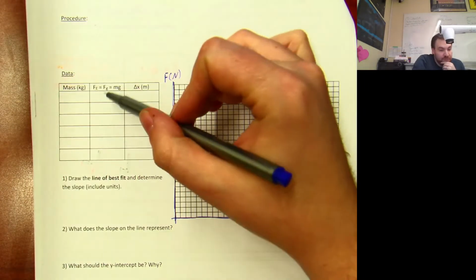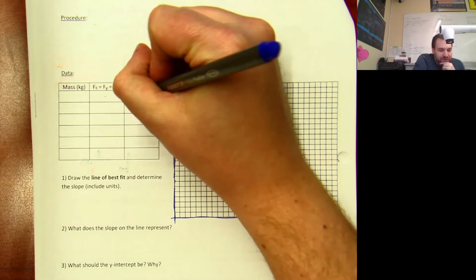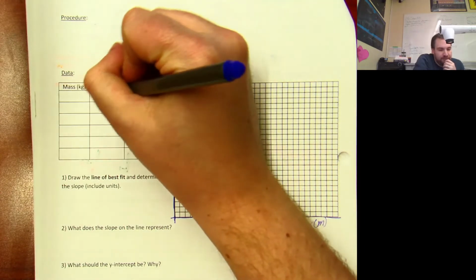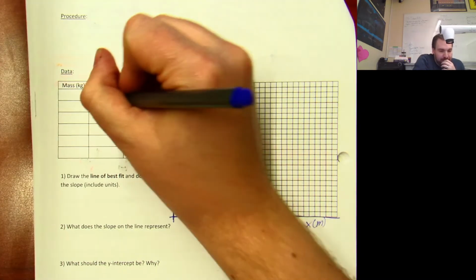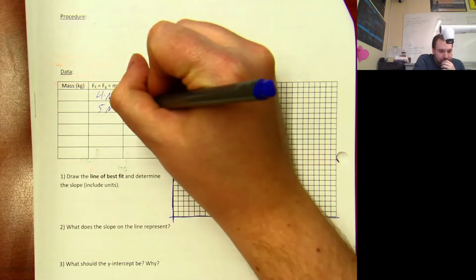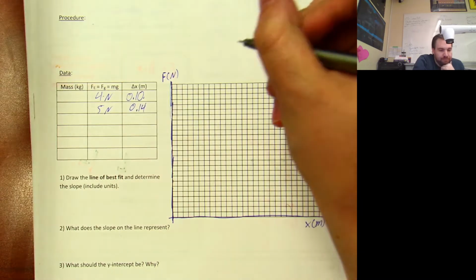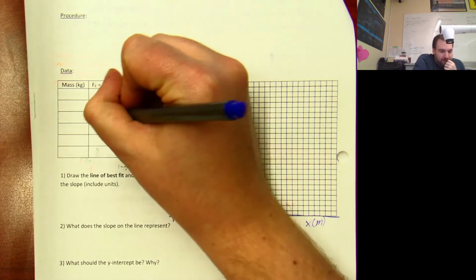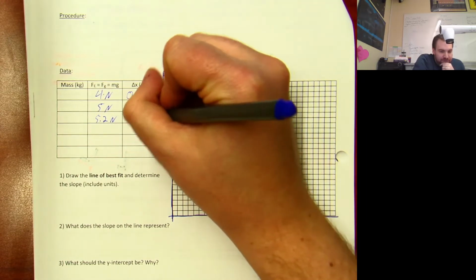For the force? No, for the extension. Okay. So 0.10 meters. And what was your force? 4 newtons. Okay. And then 5 newtons. Okay. 0.14. Sorry? 0.14. Okay. And then 5.2 newtons. 5.2 newtons. 0.16 meters.